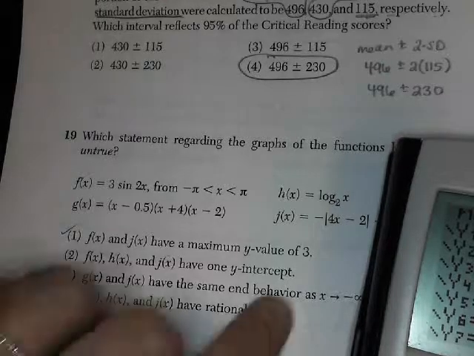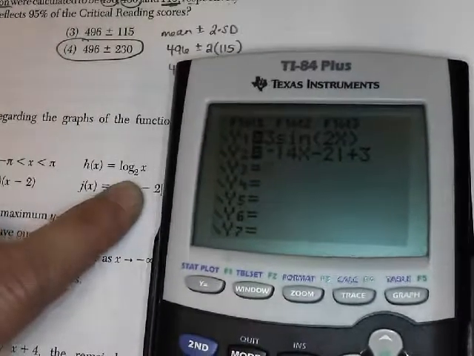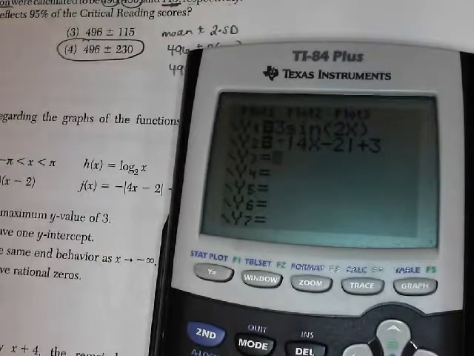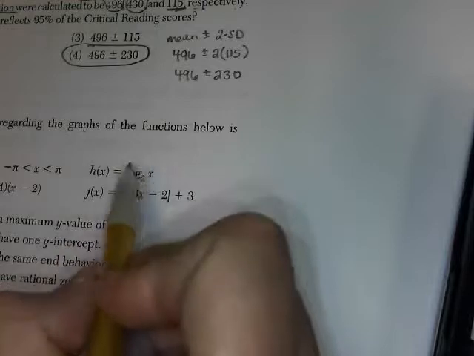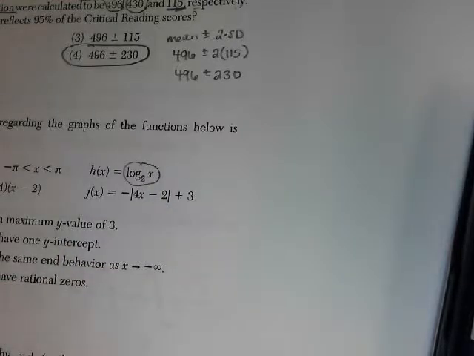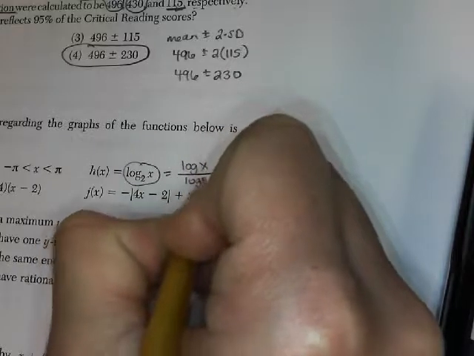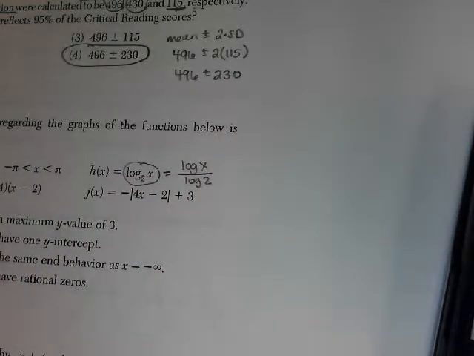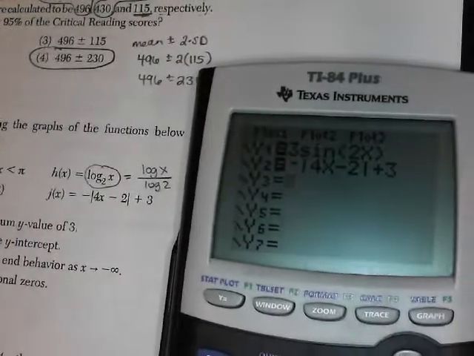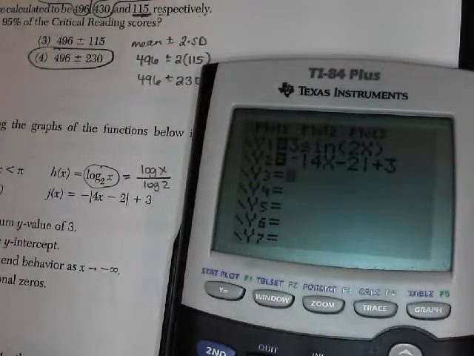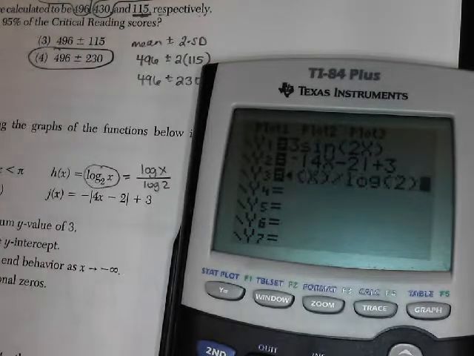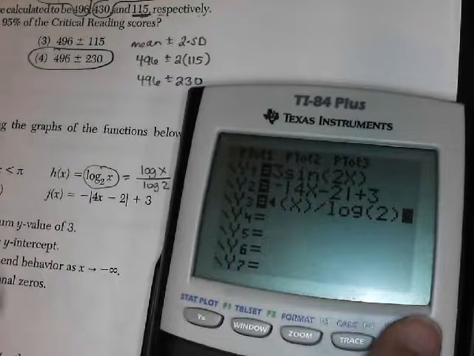So to type in a log to your calculator with a different base, it's a good time for the change of base formula: just type in the log of x over the log of 2. That's the same thing. That's our change of base formula, which reminds me I should throw that on a flashcard. So if I type in log of x divided by log of 2, it's going to give me that graph, and we just want to see if that has one y-intercept.